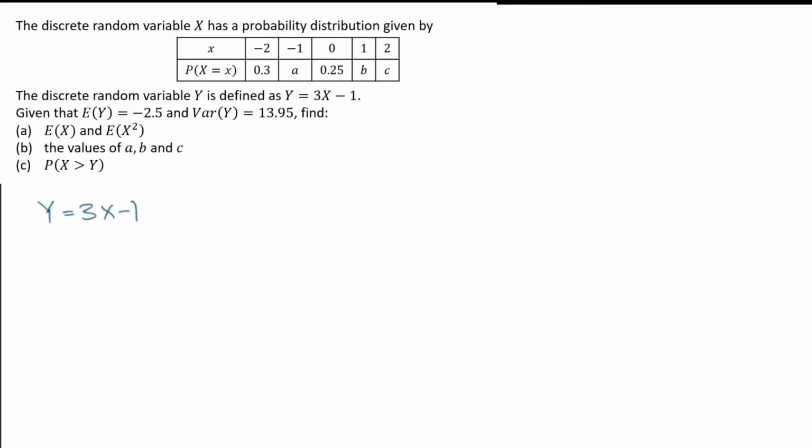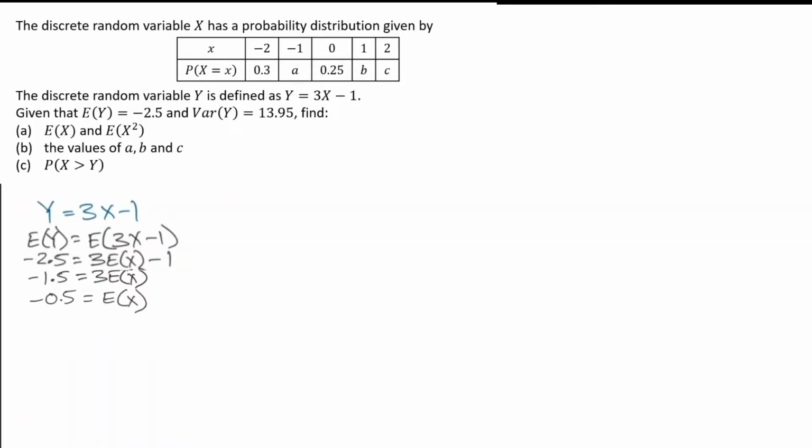The linear function y equals 3x minus 1. The expectation of the left hand side equals the expectation of the right hand side. We can rewrite the right hand side and we can substitute the value of the expectation of y. Now we're just going to do some rearranging, trying to make the expectation of x the subject. So add 1 to both sides, divide both sides by 3, and let's just write expectation on the left. The expectation of x is negative 0.5.